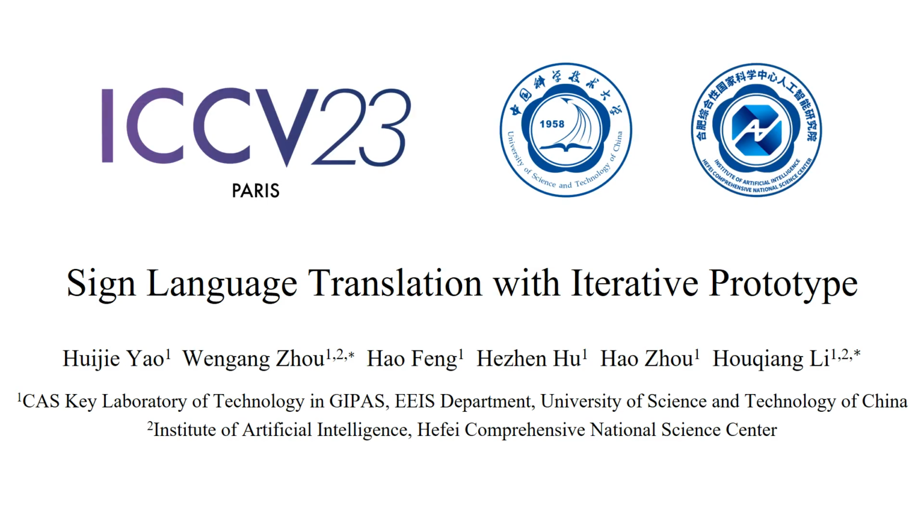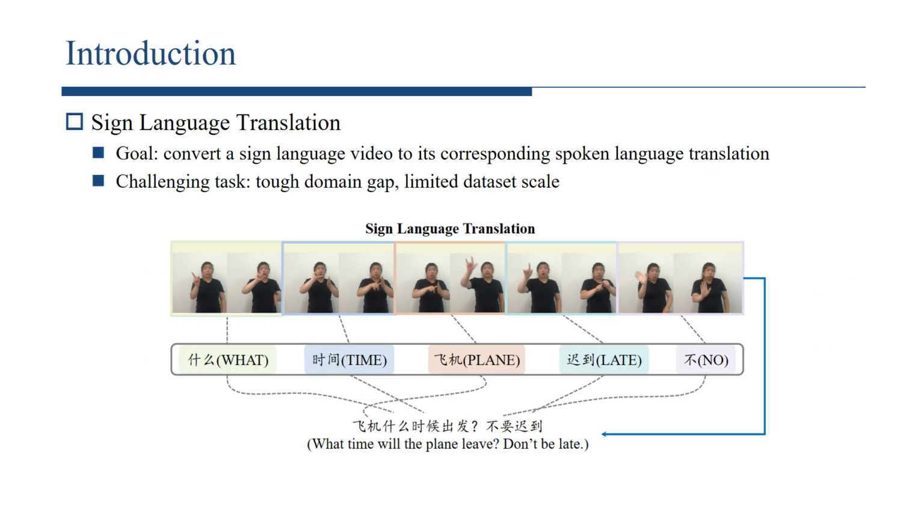In this video, we will introduce our work, Sign Language Translation with Iterative Prototype, a simple yet effective framework for sign language translation. The goal of sign language translation is to automatically convert a sign language video to its corresponding spoken language translation. Sign language translation is a challenging task, which faces a tough domain gap between the input video and output text, as well as a limited dataset scale due to costly data collection and annotation.